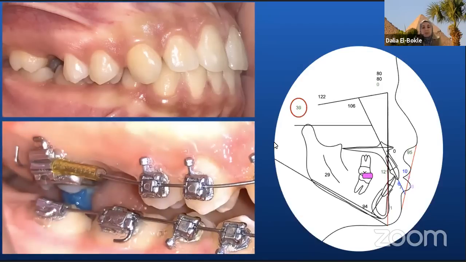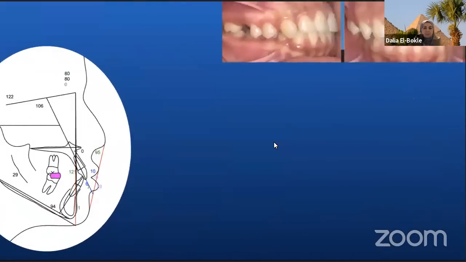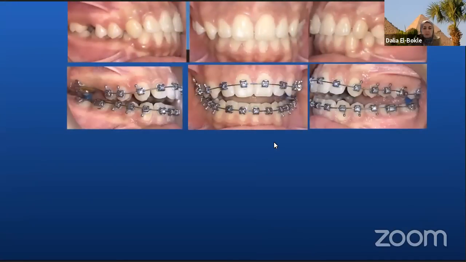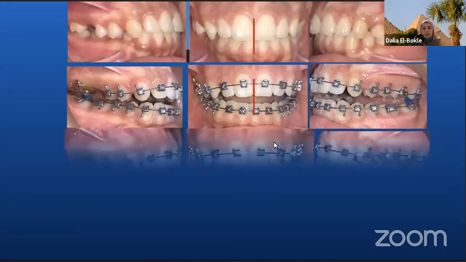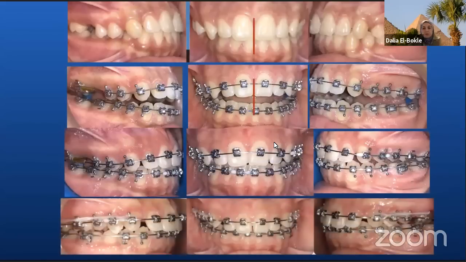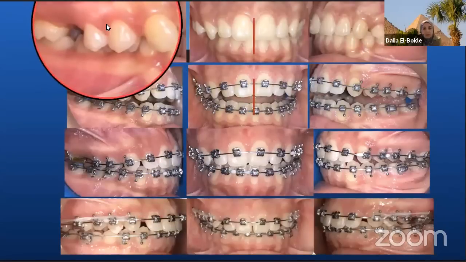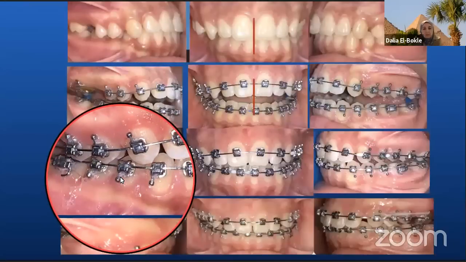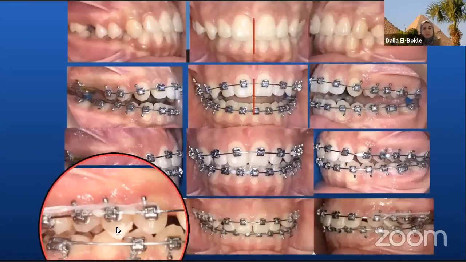So here is the posterior bite turbo, and it just gave me enough clearance to be able to bond the lower premolar brackets. So you will see how progressively the case improved and started to get the midline correction as well. And now you can see from here to there, to there, and here almost corrected.